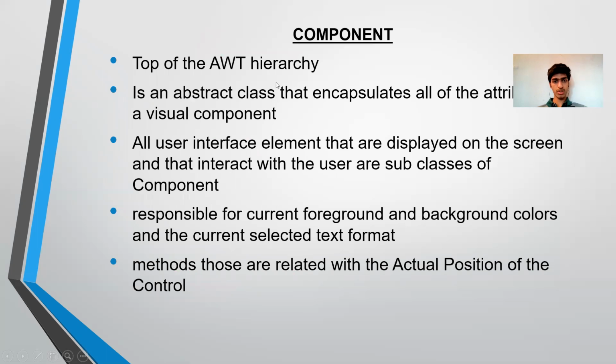Next, the Component. Component is the top of the AWT hierarchy. It is an abstract class that encapsulates all the attributes of a visual component, all the user interface elements that are displayed on the screen and that the user interacts with. The subclasses of Component are responsible for the current foreground and background colors, and for methods related to the actual position of the control.